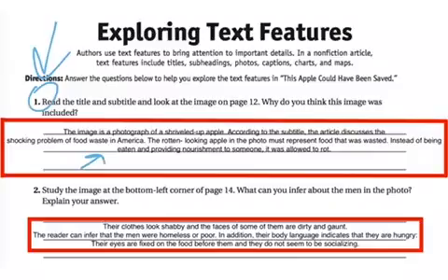The image is a photograph of a shriveled up apple. So hopefully you got that part right. According to the subtitle, the article discusses the shocking problem of food waste in America. The rotten-looking apple in the photo must represent food that was wasted. Instead of being eaten and providing nourishment to someone, it was allowed to rot and it just went to waste. So hopefully you were able to understand that this apple was included because it's representing the waste that clearly the article is going to discuss if we were to read it, which we are not.